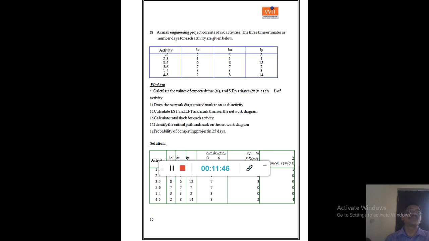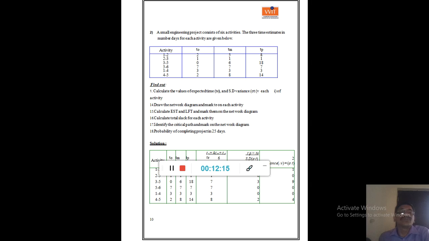Now one more problem we will discuss, that is on PERT. So the problem on CPM is over. The problem on PERT now. A small engineering project consists of 6 activities. Three time estimates in number of days for each activity are given below. Activities are given. TO means optimistic time, TM most likely time, TP pessimistic time are given.